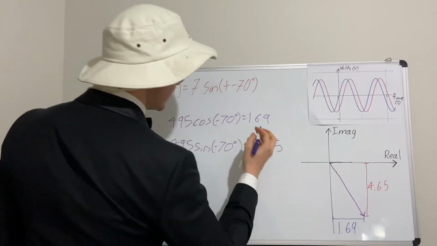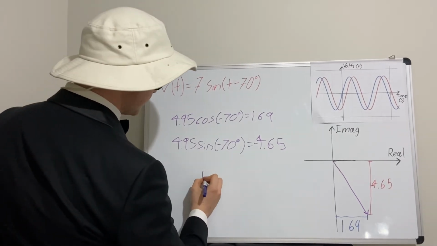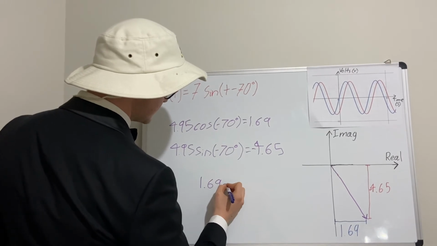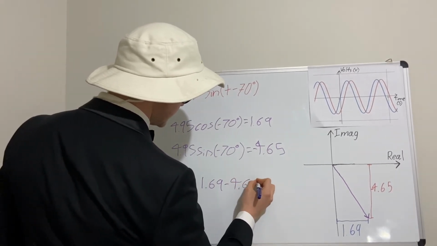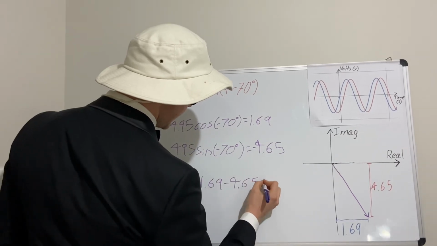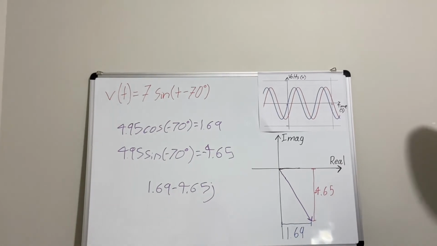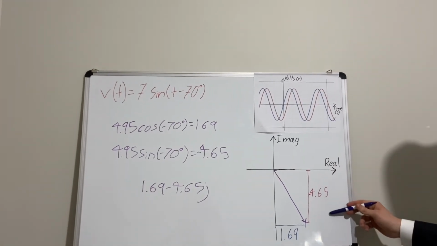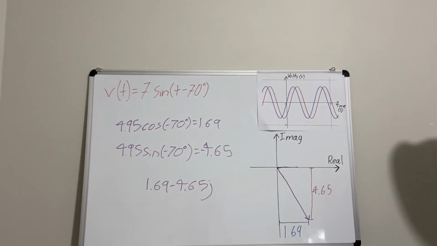4.65. Now, to put this all together, to get your rectangular format, you have your real 1.69 plus your imaginary minus 4.65. Add your J on. Now, once again, to represent this visually, we have an imaginary and real scale. It goes down at 4.65 on the imaginary and it comes across 1.69 on the real.